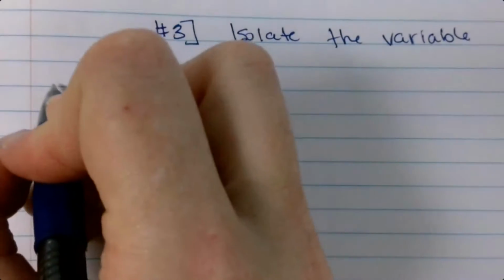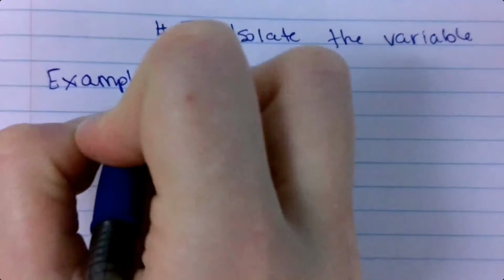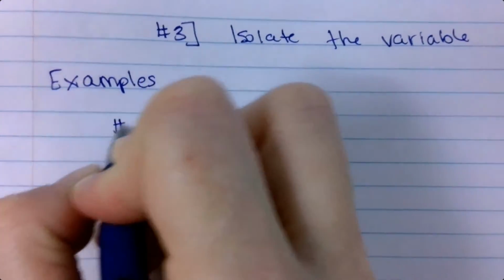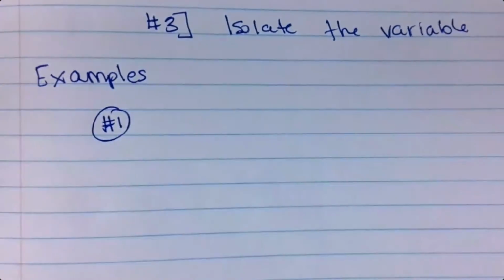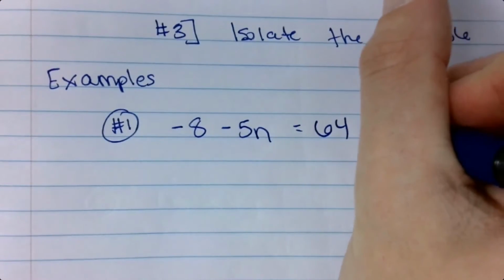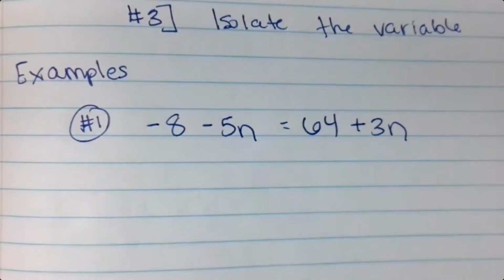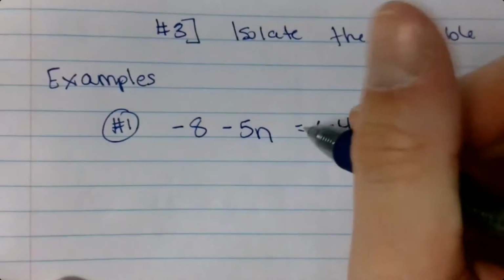Right, so our examples, we're just going to do a few. Number 1 is going to be -8 minus 5n equals 64 plus 3n. So think about what we did last class, right? So first of all, let's get our barrier.